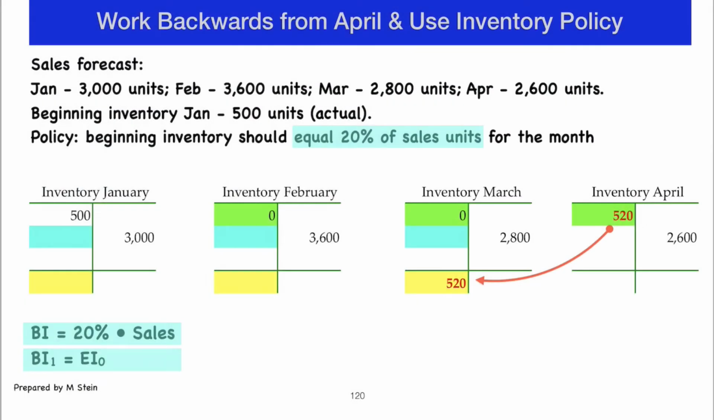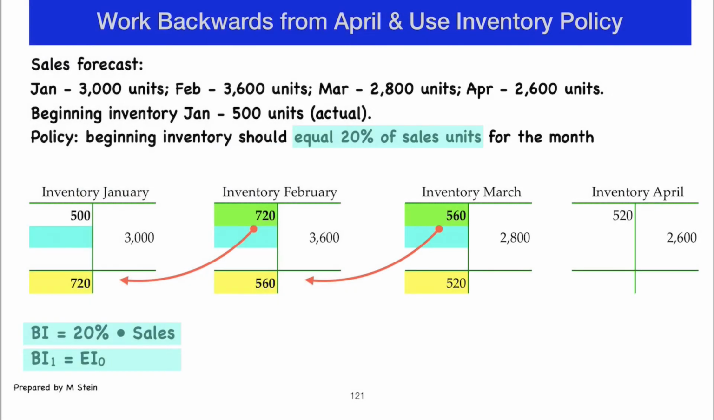Working backwards from April, our inventory policy says that the beginning inventory should be equal to 20% of the sales for the month. April sales were 2,600 units, so the beginning inventory is 20%, or 520 units. Beginning inventory in April is ending inventory in March.